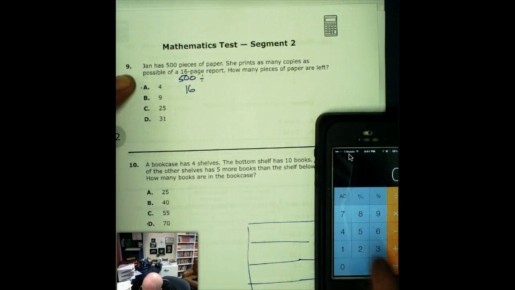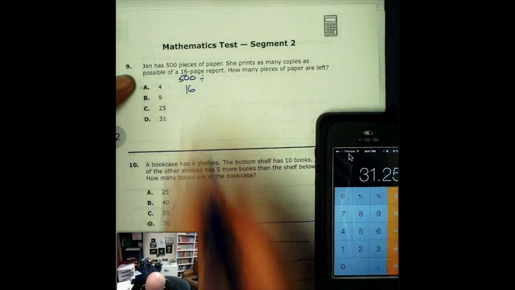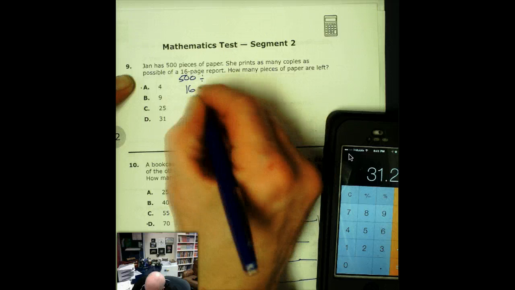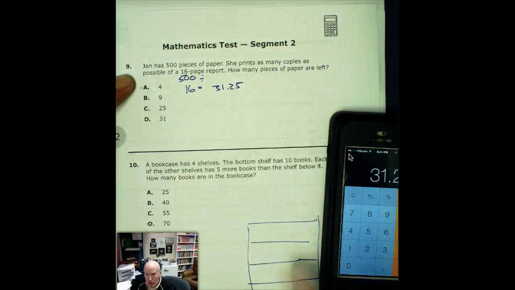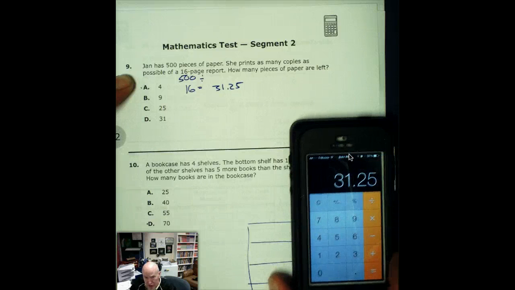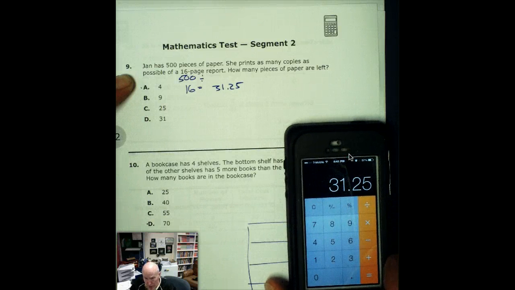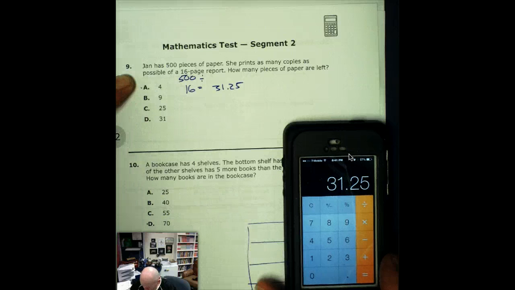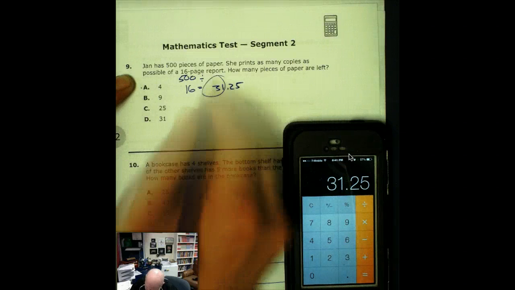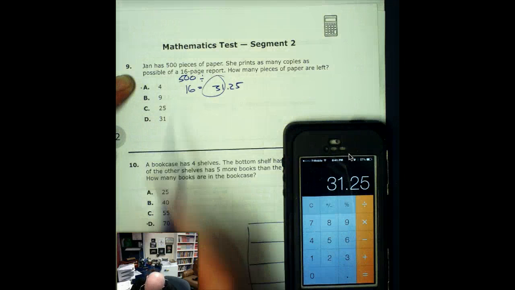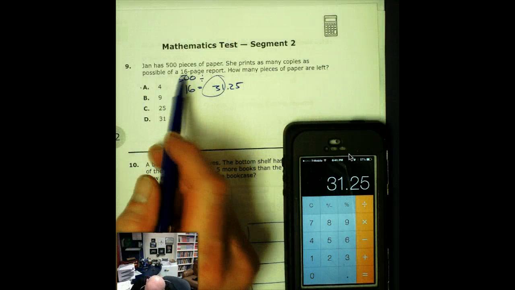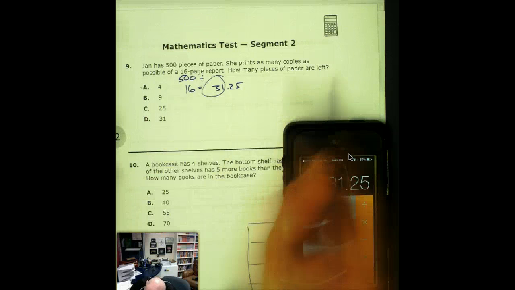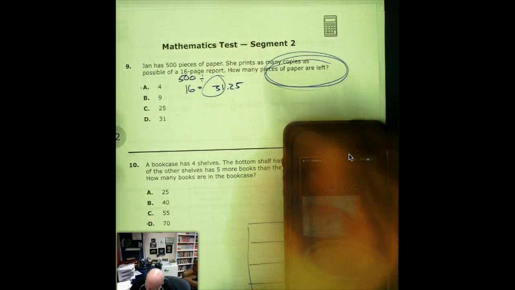So 500 divided by 16 pages for each report equals 31.25 reports. So she can't print out 32 of them, but she can print out 31.25, or 31 and 1/4. So it's 31 total reports. Now let's get back to that question. She prints as many copies as possible of the 16-page report. How many pieces of paper are left?